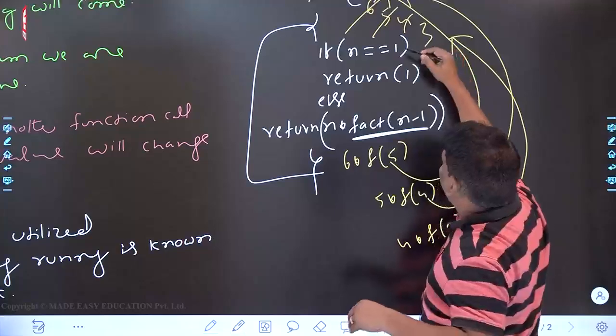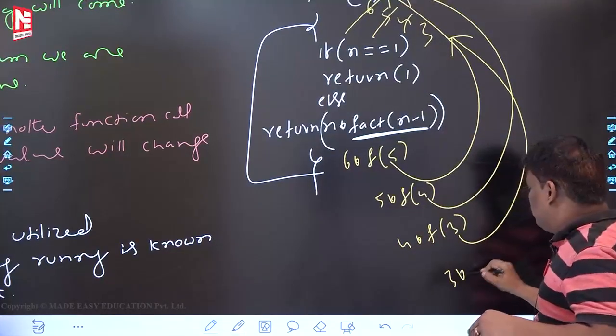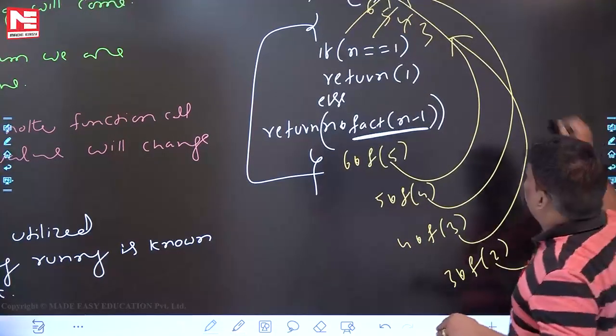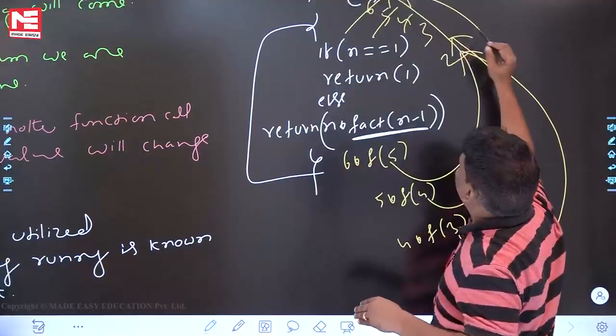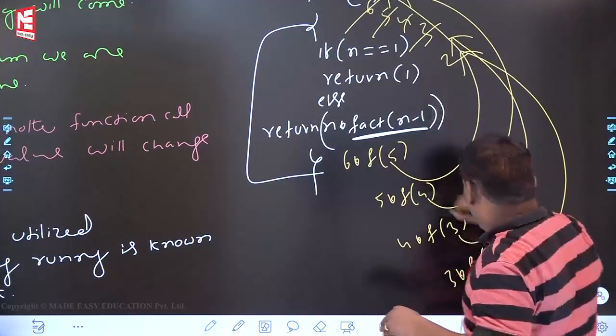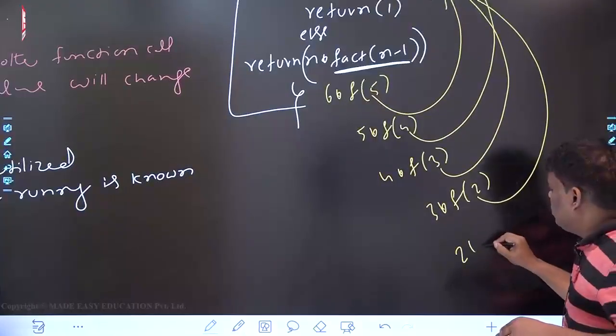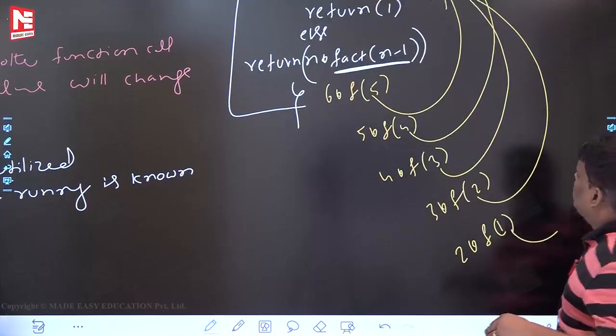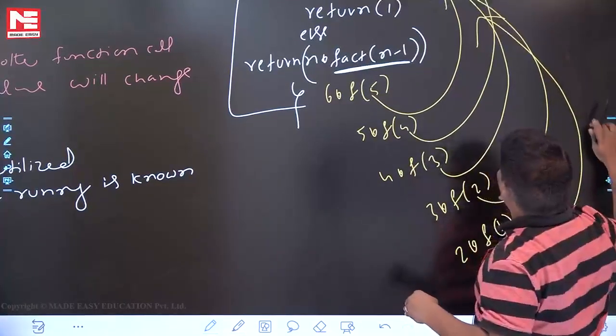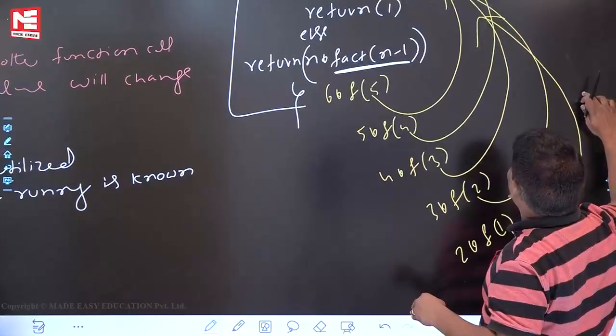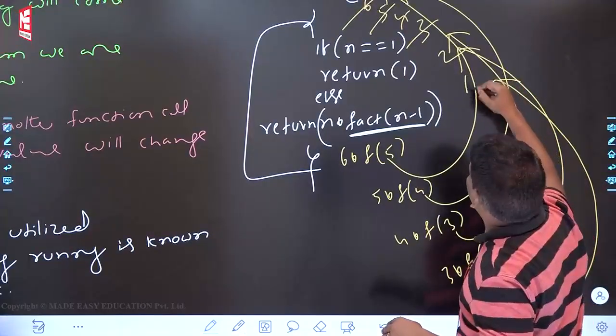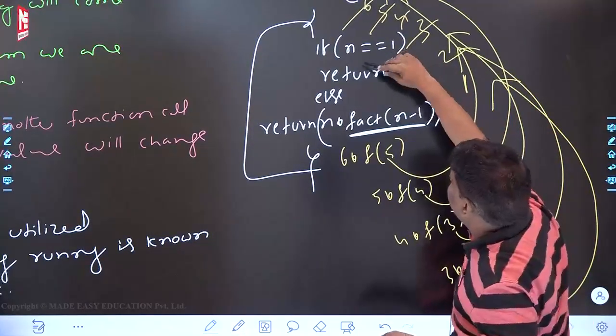3 is called again. Is 3 equal to 1? No. Then 3 into f of 2. 2 is called. Is 2 equal to 1? No. Same story: 2 into f of 1. Next one: is 1 equal to 1? Yes, then return 1.